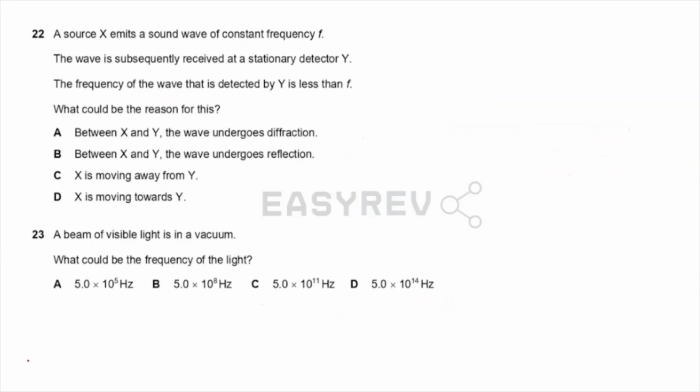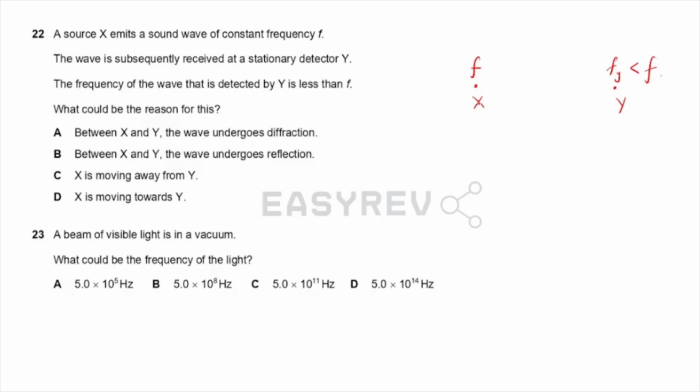Next we have question 22. A source X emits a sound wave of constant frequency F. The wave is subsequently received at a stationary detector Y. The frequency of the wave that is detected by Y is less than F. What could be the reason for this? Now, here we can place X and Y like so. What X emits has frequency F, and what Y is receiving, Fy, is less than F.